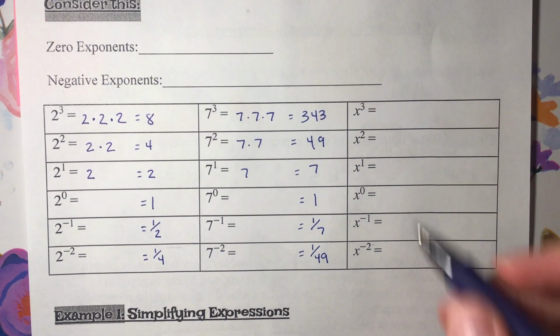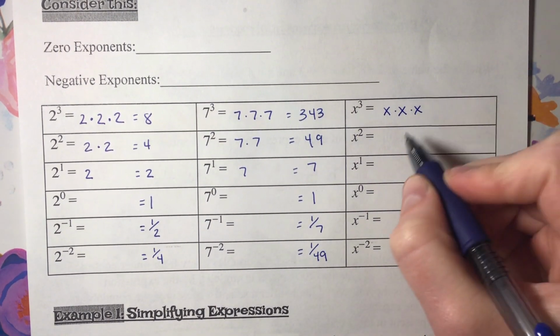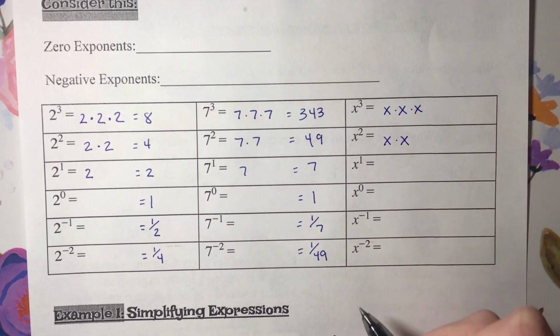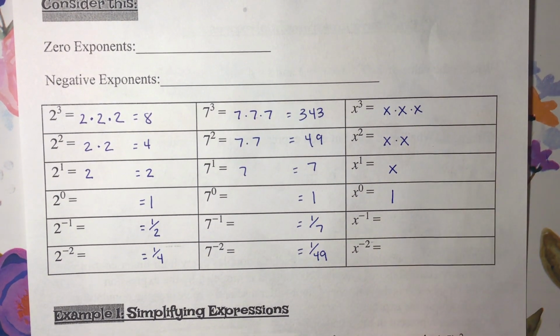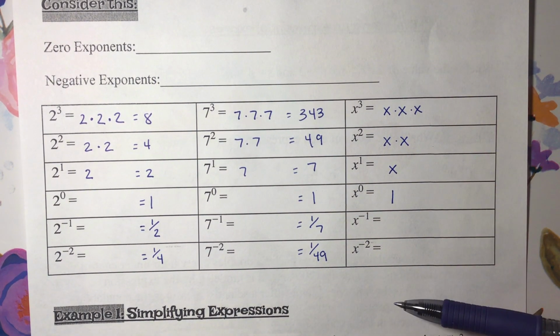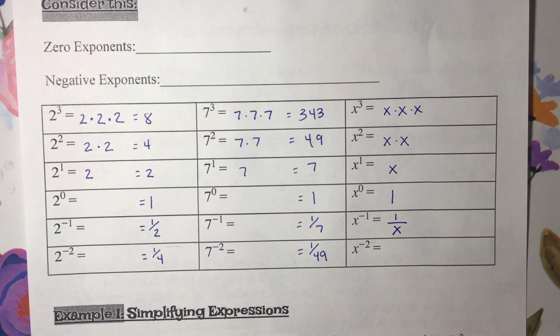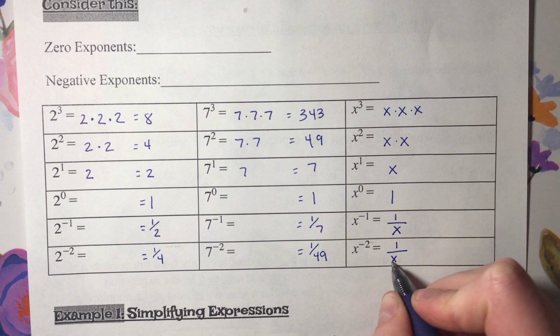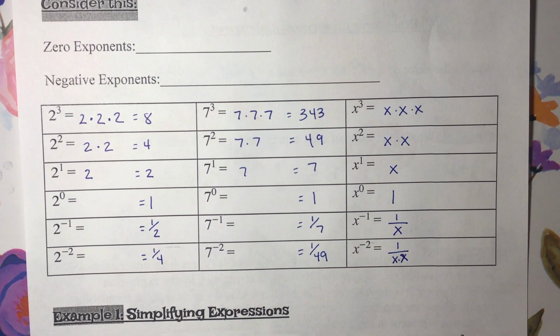So let's do that again here. So I have x times x times x, which is x cubed. X squared is x times x. X to the 1st is x. X to the 0 is 1. So now if I'm dividing by x, to get into the negatives, this is going to be 1 divided by x. And this one's going to be 1 divided by x times x. So we are getting a pattern in this.